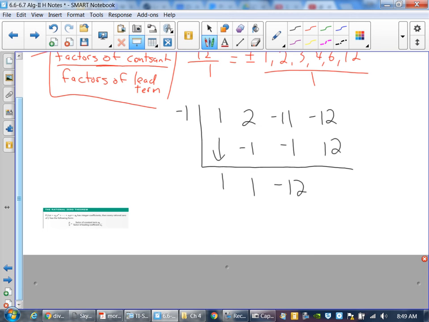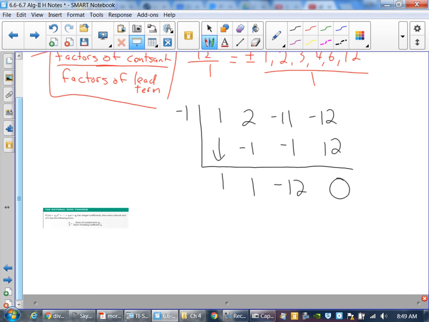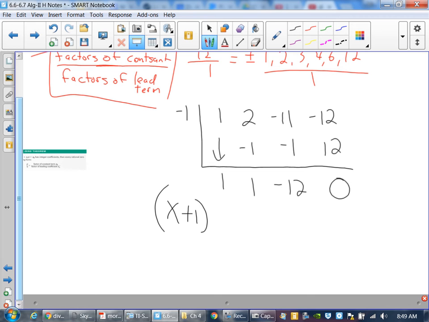Ooh! I found a 0. Yay! So if -1 is a 0, what's its term? Good. So now I'm down to an x plus 1, and here is x squared plus x minus 12, which means, what do we get? I can factor that further now. What times what? X plus 4. Done.